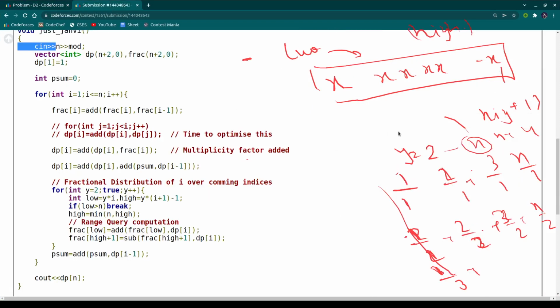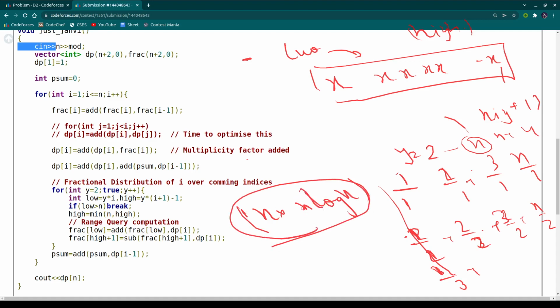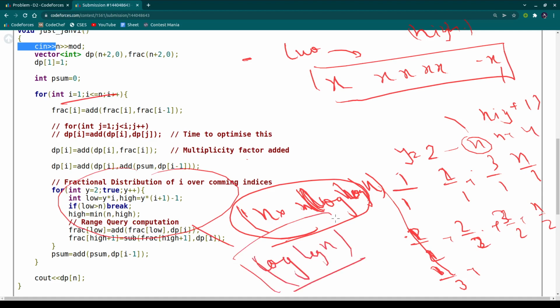This is going to be accepted because it's harmonic in nature, and the time complexity for this is n of log log n, harmonic nature, so it will be log n. So n for this and log of log n for this.